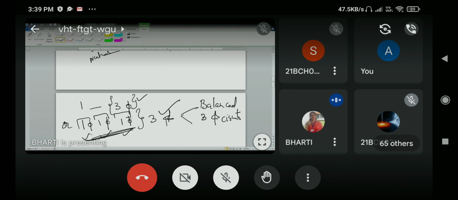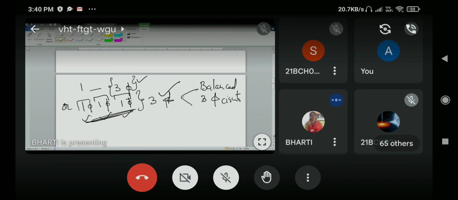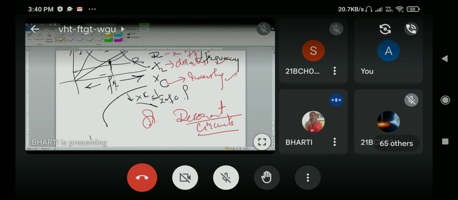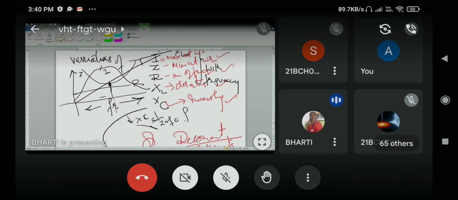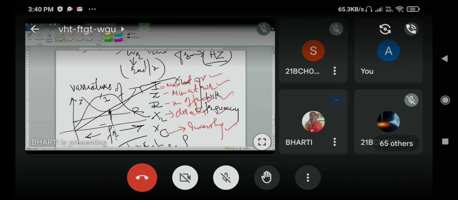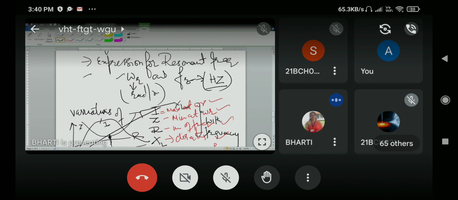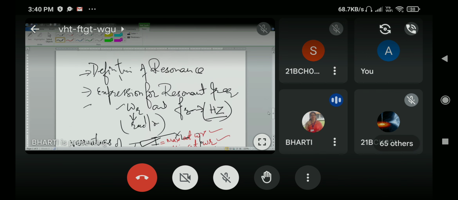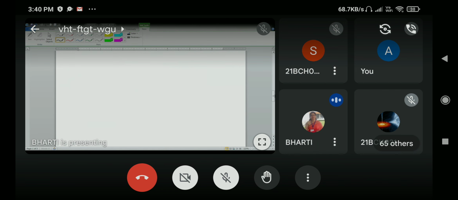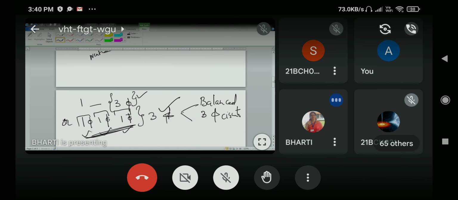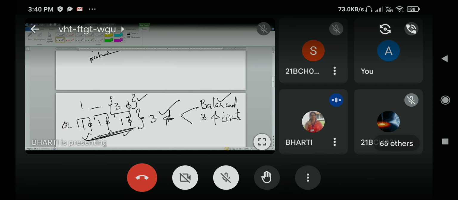Means basically there will be some loads on these phases, and if that load is the same in all the three phases, we call it a balanced three phase circuit. And if such is not the condition, we can call it unbalanced. But what is given in our syllabus is balanced three phase circuit, so we need to discuss this.